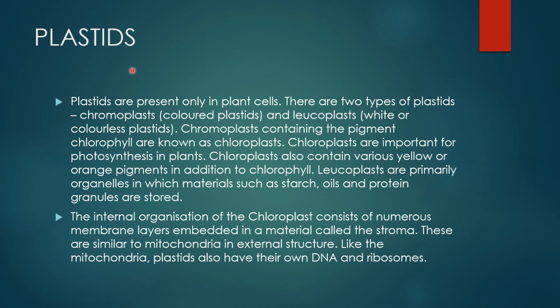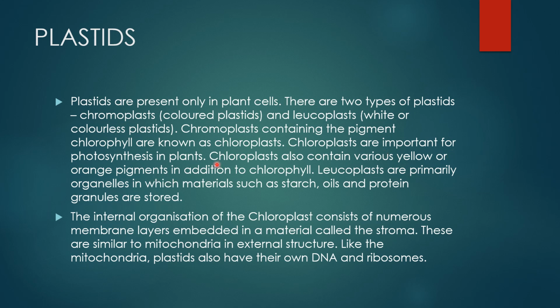Next we talk about plastids. See, plastids are present only in plant cells, right? There are two types of plastids. One is chromoplasts, colored plastids, and one is leucoplasts, which are white or colorless plastids. Okay? Chromoplasts containing the pigment chlorophyll are called chloroplasts.